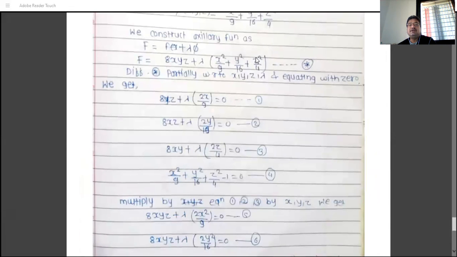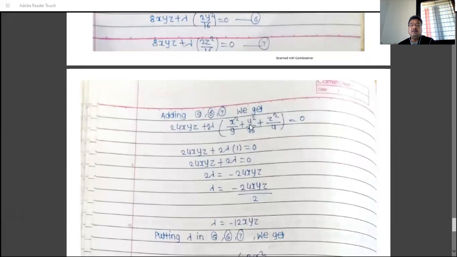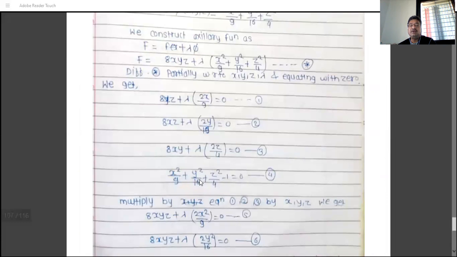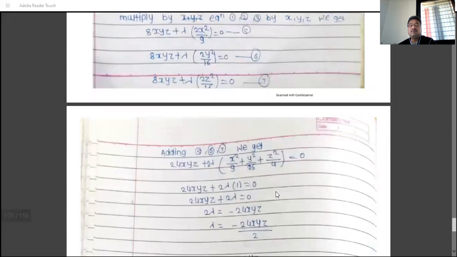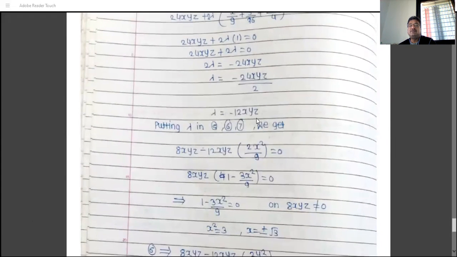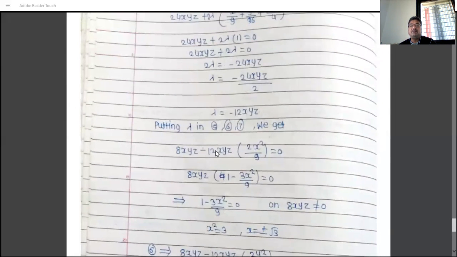The derivative of this quantity z square by 4 is z by 2, so right here 4. And then the value of this bracket is 1 by using the condition, equation number 4: x square by 9 plus y square by 16 plus z square by 4 is equal to 1. In the next step, lambda is equal to minus 24 xyz, therefore lambda is minus 12 xyz. Then put this lambda in equation number 5, 6, and 7. So if we substitute lambda in equation number 5, we have this.